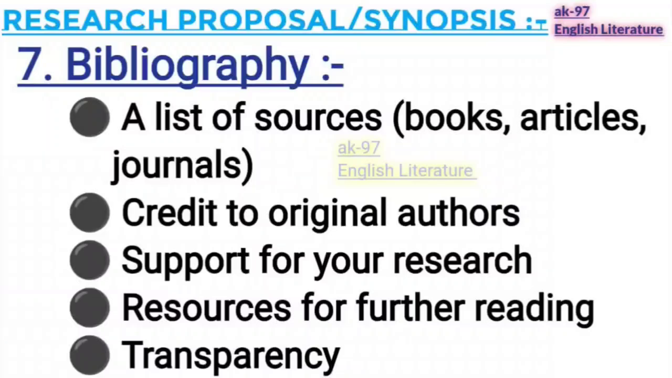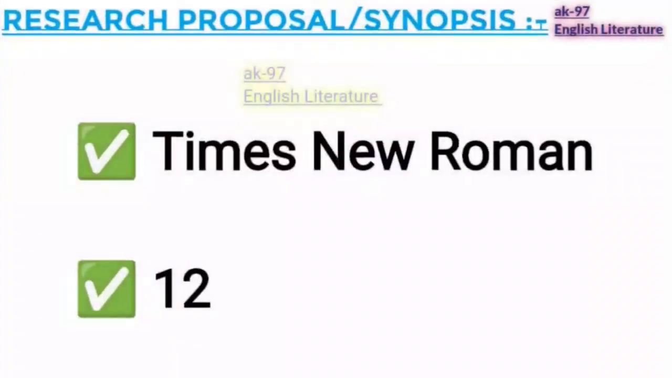And under bibliography, you are also going to mention resources which are useful for further reading, and it brings transparency to your research proposal, and there will be no chances of plagiarism. If you mention a good bibliography, there will be less chances of plagiarism. And if you mentioned anyone's research in your research proposal, you need to mention their name and research title under your bibliography. And this is all about writing a research proposal.